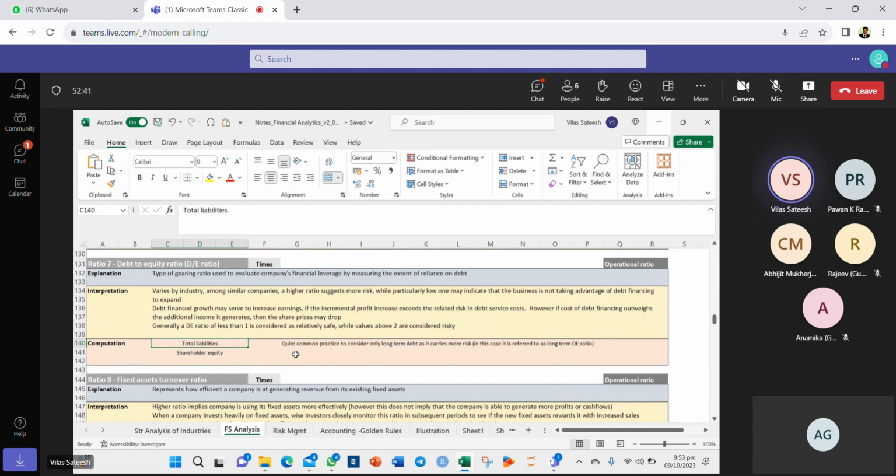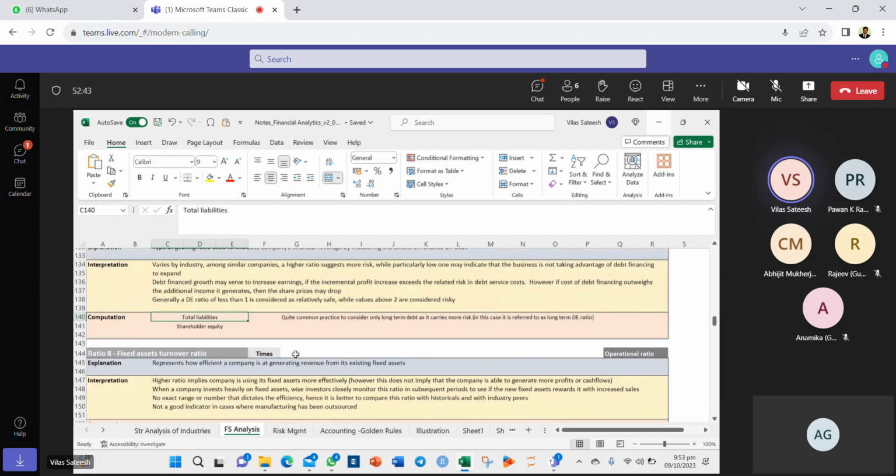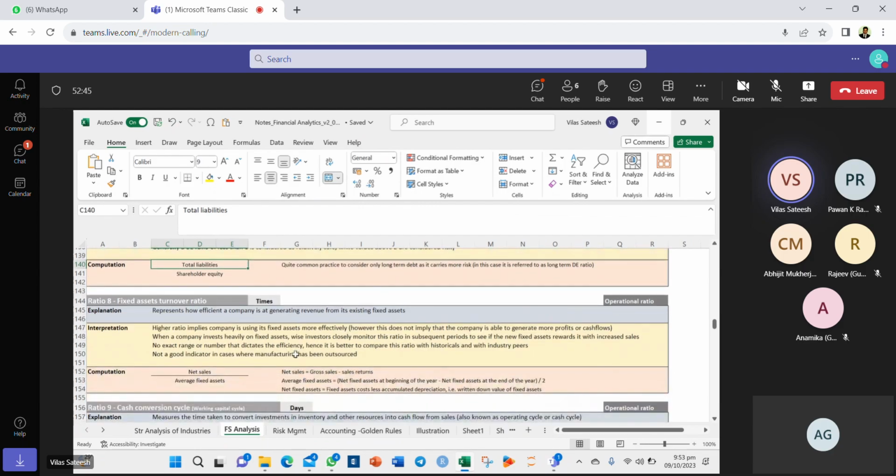Moving on, we have the fixed assets turnover ratio. This is a pretty simple one. It shows your asset utilization. Net sales divided by your average fixed assets. Whenever we say average value, it's opening balance plus closing balance divided by 2. As simple as that.